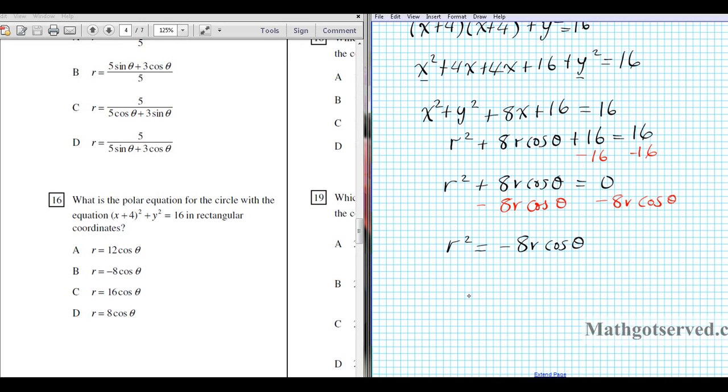And since r is common on both sides, we can actually divide both sides by r. So divide this by r and divide that by r. So you're going to have r equals negative 8 cosine theta. Okay, so this is your polar coordinate form for your result. So the answer is going to be option letter B. Alright, so there you have it.